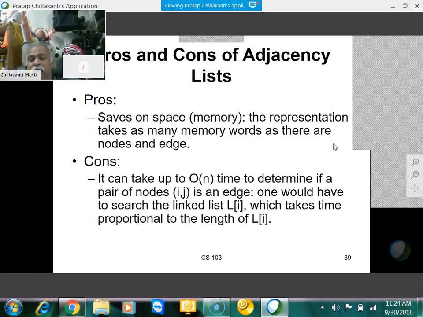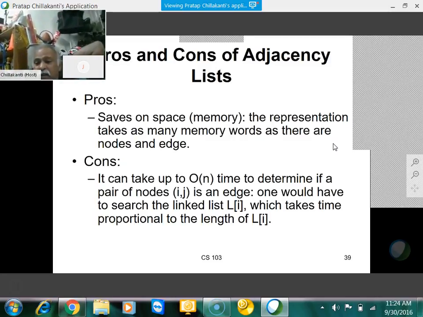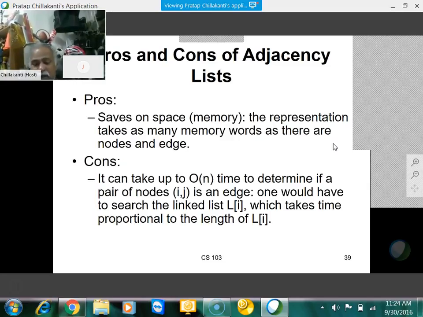Now the opposite side is that it can take up to order of n time to determine if a pair of nodes is an edge. Why? Because you have to search the linked list. For any particular i, you have to traverse this linked list. Remember, we learned about linked list traversal. It's going to take time. In the previous case, it was easy to find out if there's an edge or not. All you have to do is go to that cell, array ij. The value is either 1 or 0, and then it's order of 1. Remember, with array indexing, we said that in one step you can access the array location. Whereas in the case of a linked list, you have to traverse it. So these are the pros and cons.